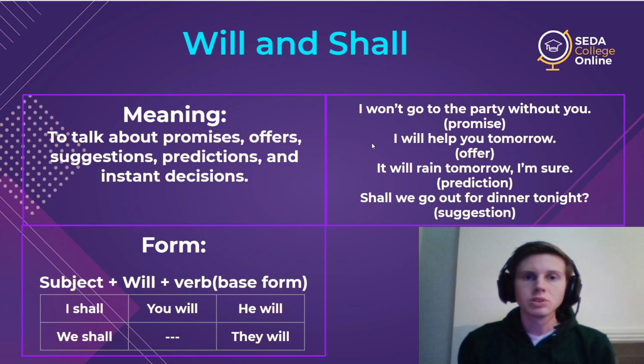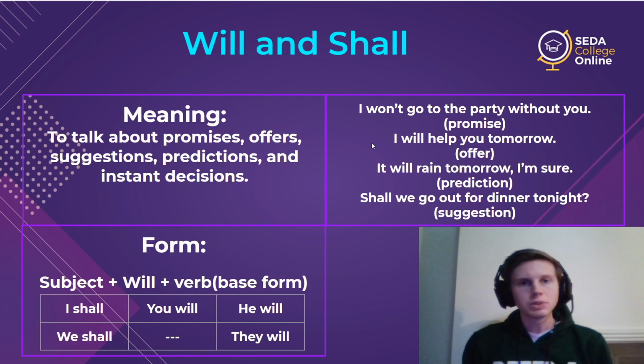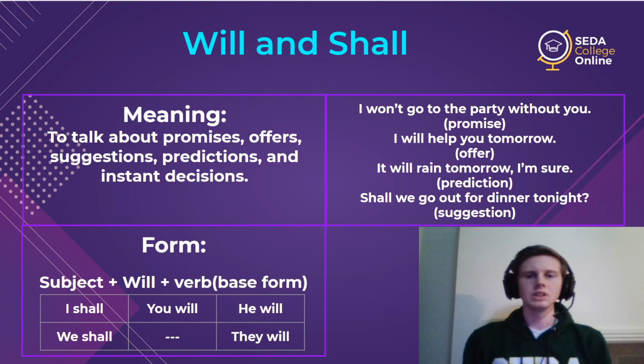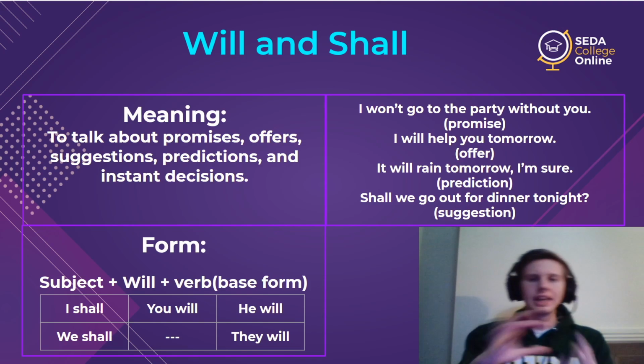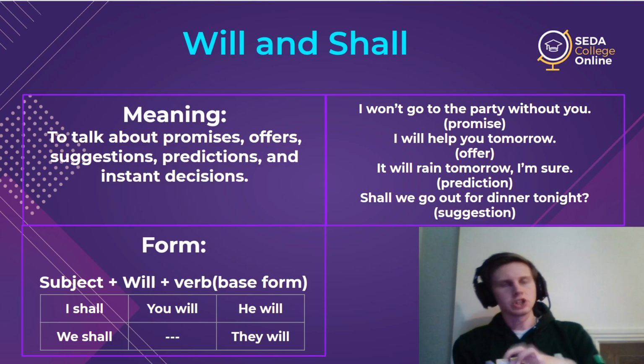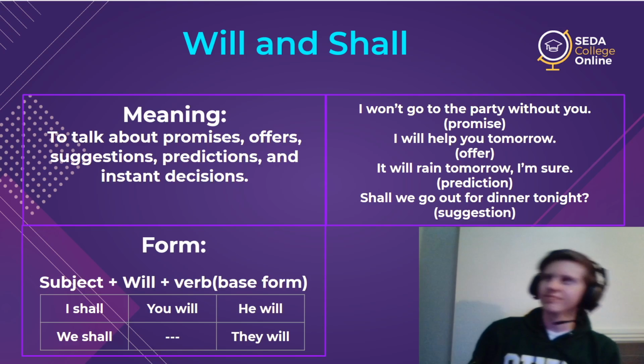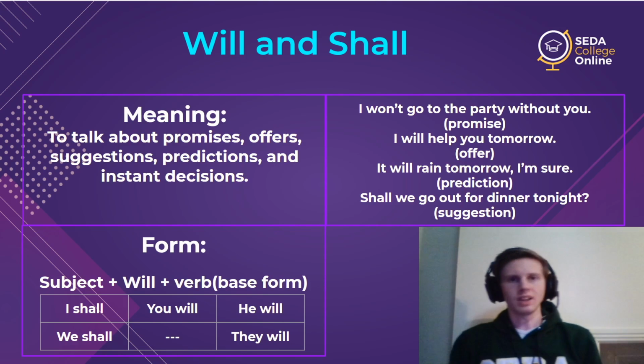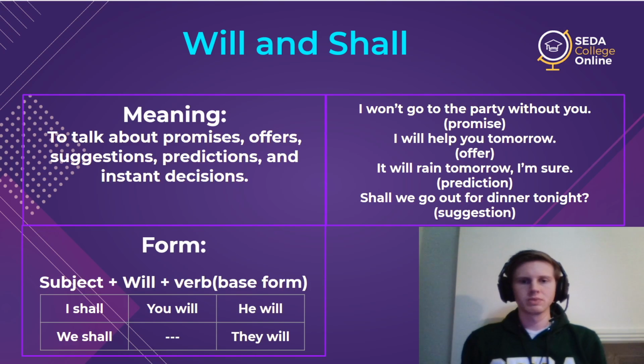Or the next example, an offer. I'll help you tomorrow. So this is my offer. I will do this for you. So we'll use will to express this. Tomorrow, next, a prediction about the weather. It will rain tomorrow, I'm sure. That's a blend of the instant and the prediction there in that moment. Oh yeah, I see the clouds. It'll rain tomorrow, I'm sure.